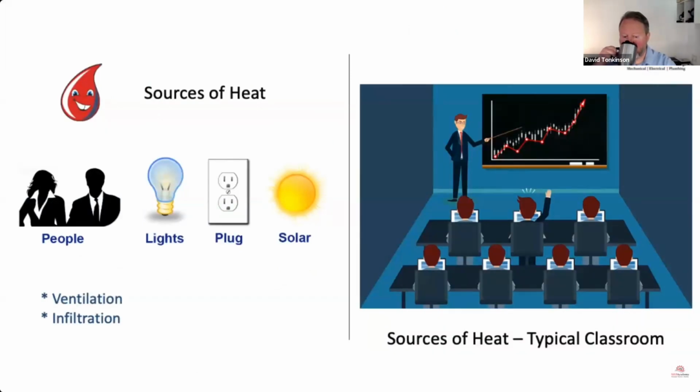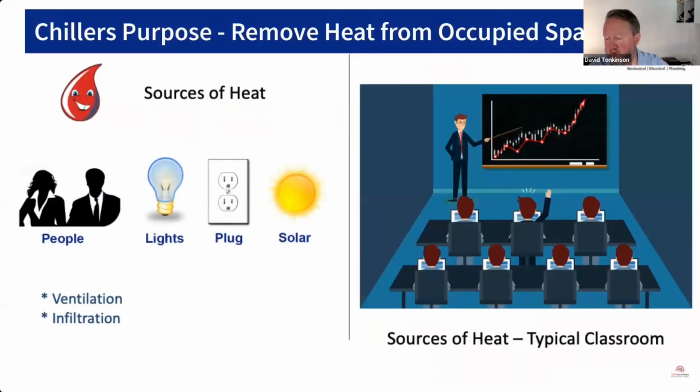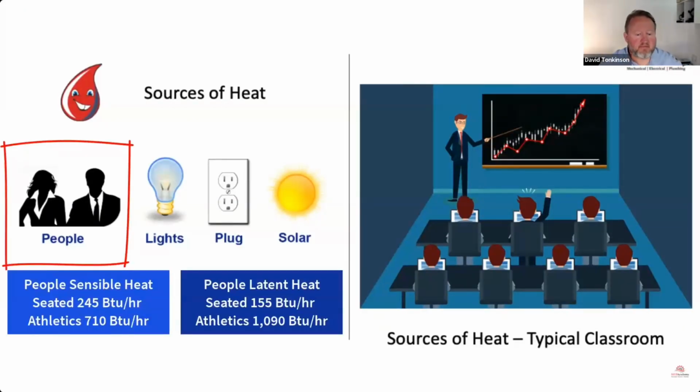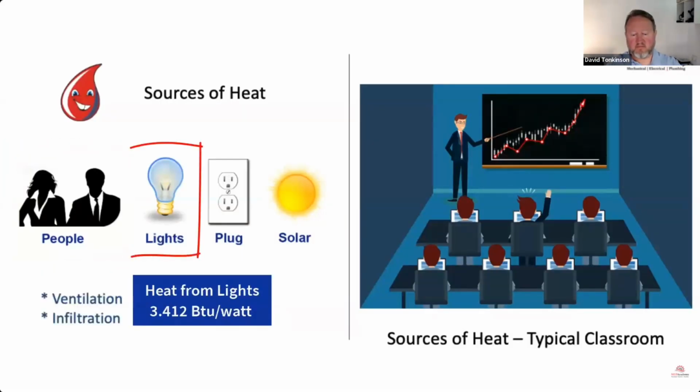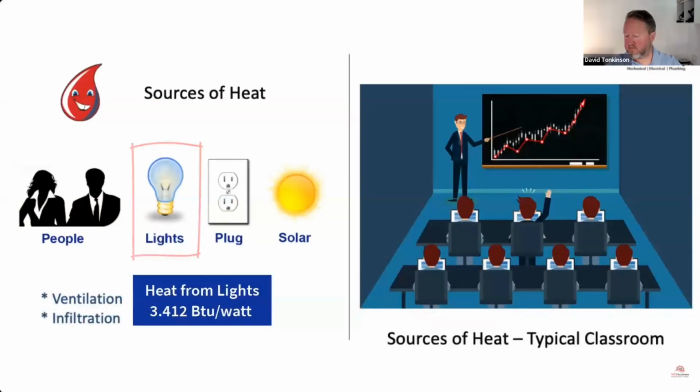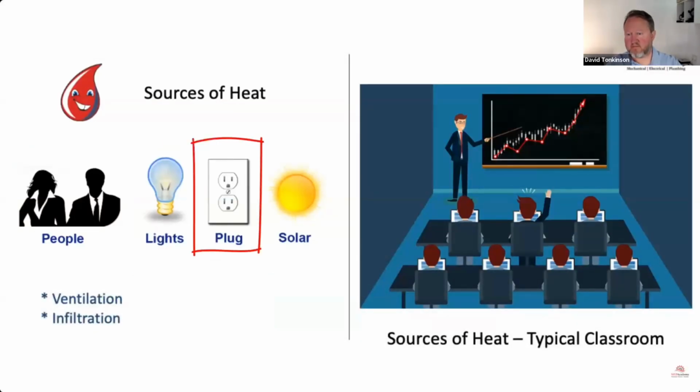The main purpose of the chiller, of course, is to remove heat from the occupied space. Heat comes in the way of people. People generate heat based on the activity level. Whether they're sitting, it's less than when they're doing exercise. If they're doing exercise, it's going to be generating more heat. And then you've got lights. The different kinds of lights produce different amounts of heat. You've got plug loads, which is anything that's plugged into the outlets, like computers, any machinery.